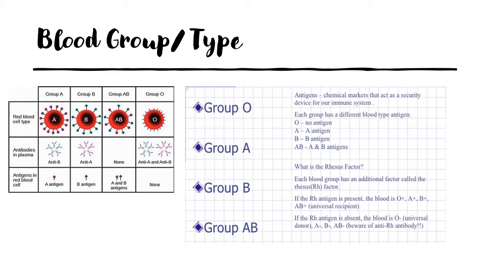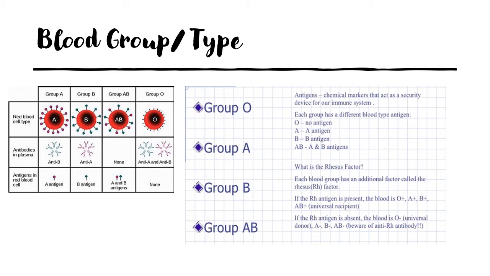Antigens are chemical markers that act as a security device for our immune system. Each person has his own antigens as a marker. Each group has different blood type antigens. O has no antigens, A has A, B has B type of antigen, and AB has both A and B.